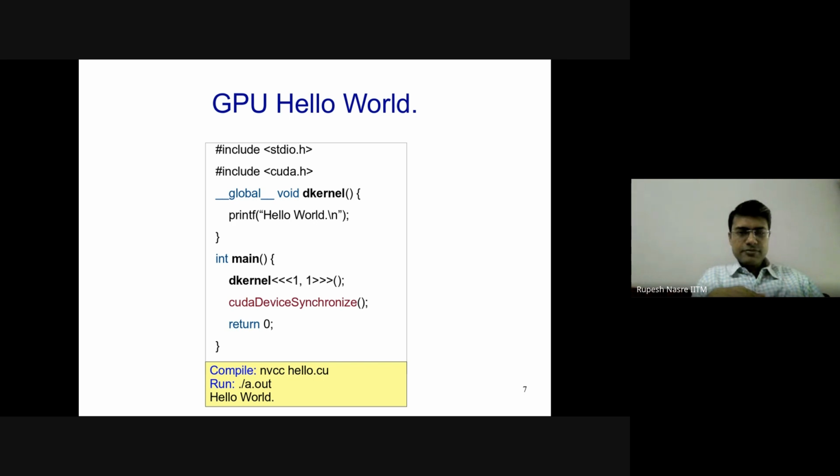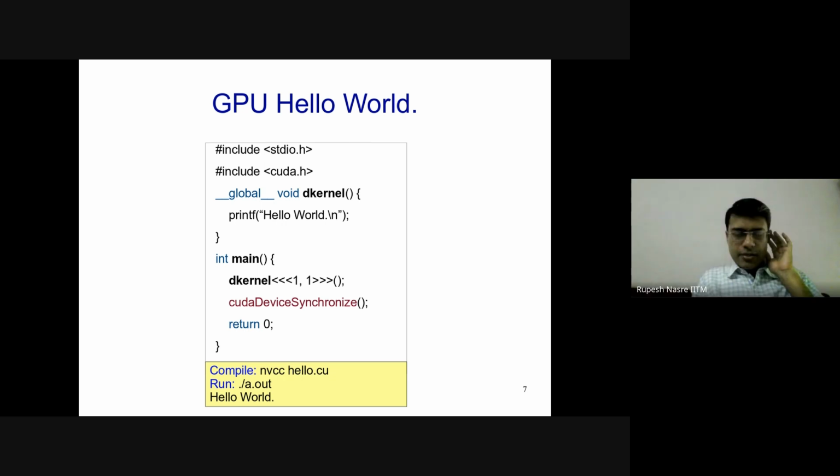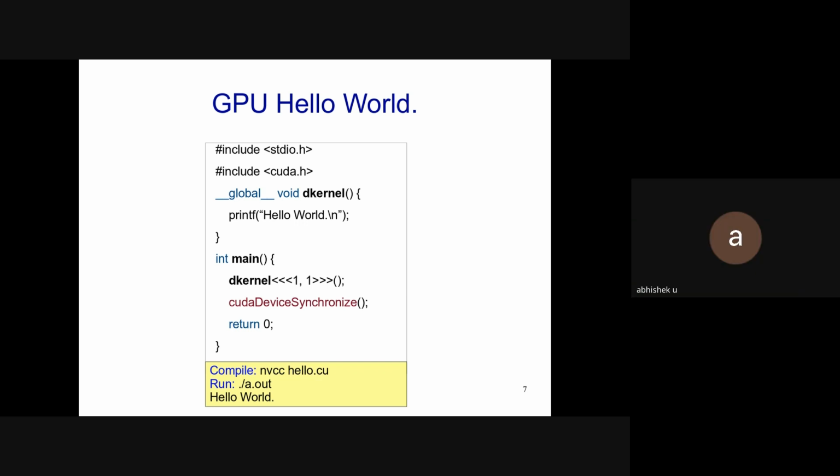So we actually don't need stdio.h here, right? Because the printf implementation used by CUDA is different from the CPU printf. Do we still need stdio.h?